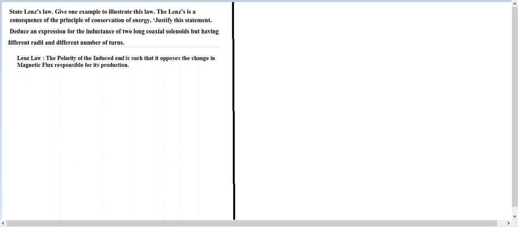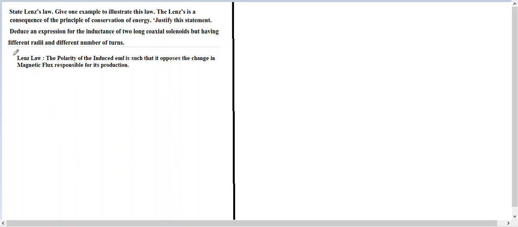Let's read a question which asks us to state Lenz's law and give one example to illustrate this law. Lenz's law is a consequence of the principle of energy conservation, and we have to justify this statement. And then further we have to derive an expression for the inductance of two long coaxial solenoids, but having different radii and different number of turns.